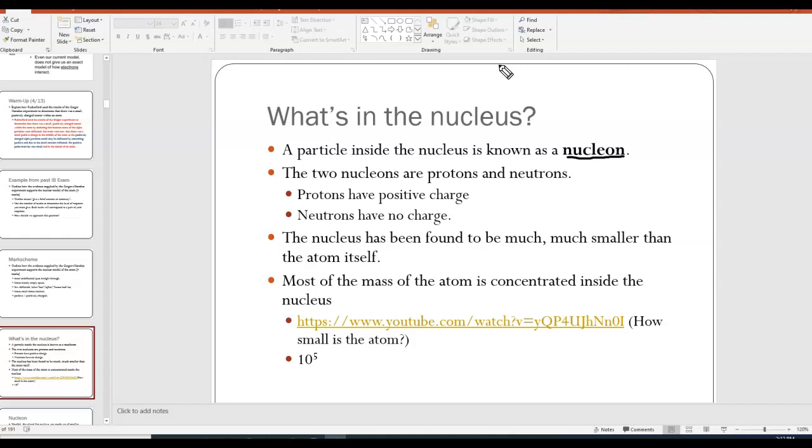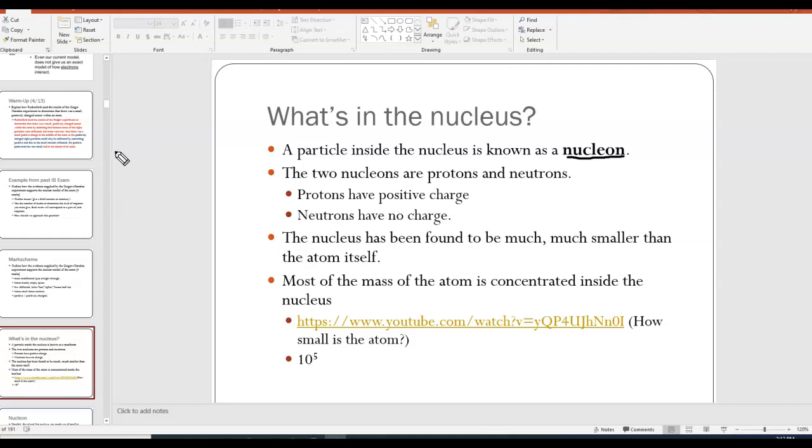Protons have a positive charge. In fact, the proton has the same amount of charge as the electron, but it's positive instead of negative. That does not mean the proton and electron are the same with just opposite signs. The proton is way, way, way more massive than the electron. So is the neutron.